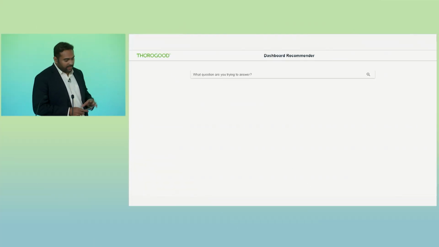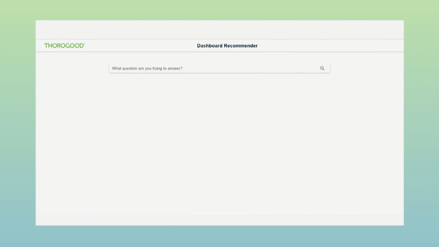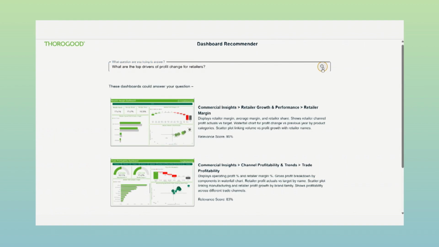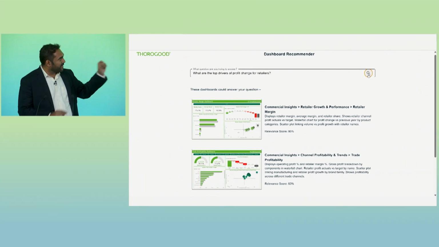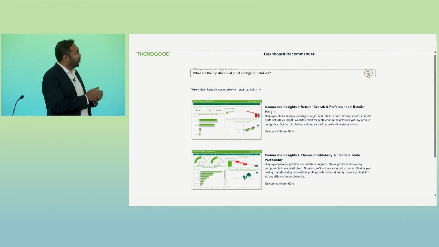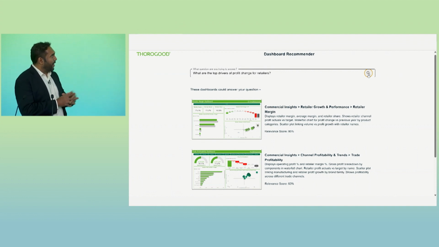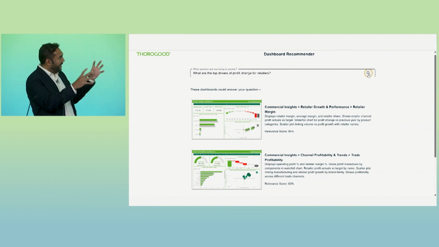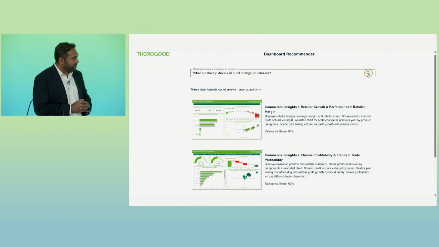This is a web app. The interface is quite simple. It has a text box where the user can ask their question, click on search, and then within a few seconds, we get a set of results. Now each result represents a page in a report, and it contains information about what the report can do. There's also a relevance score, basically how relevant this particular page is to the question that the user has asked.